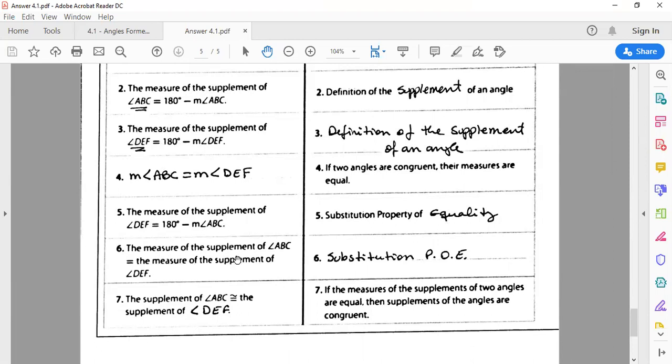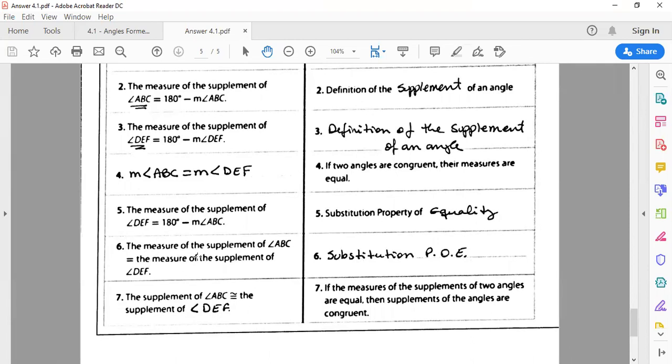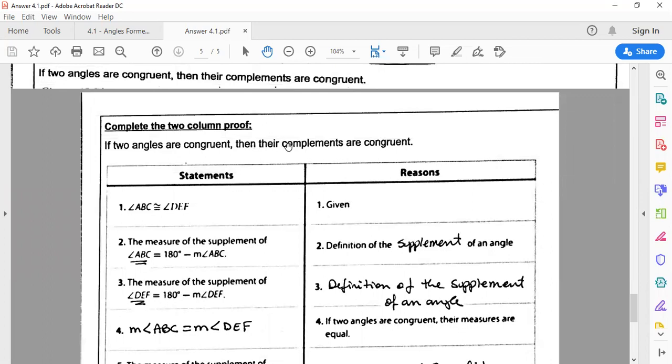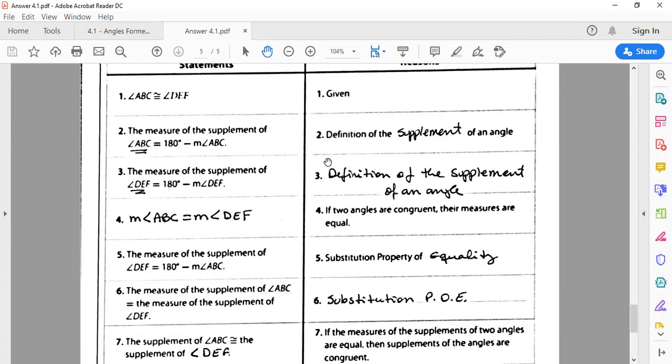Now the measure of the supplement of angle ABC is equal to the measure of the supplement of angle DEF. That's the substitution property of equality that we use here for this statement. Now the supplement of angle ABC is congruent to the supplement of angle DEF. If the measures of the supplements of two angles are equal, then the supplements of the angles are congruent. And that was our statement above that we were trying to prove.